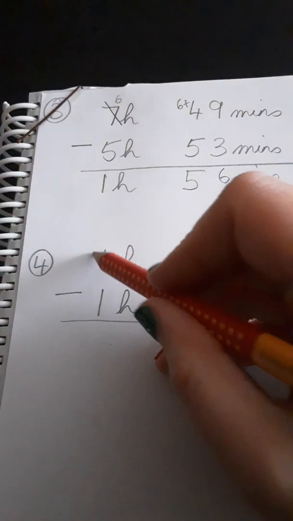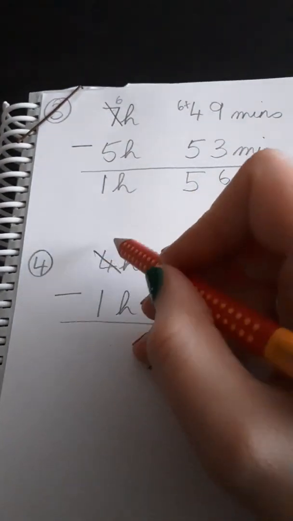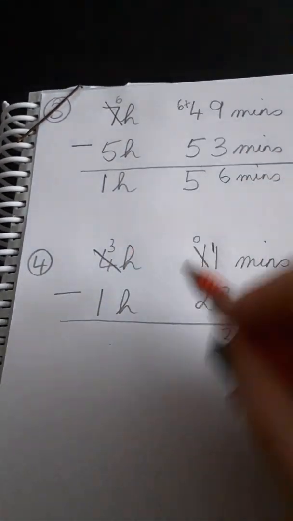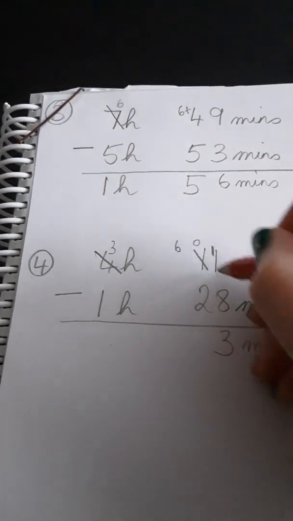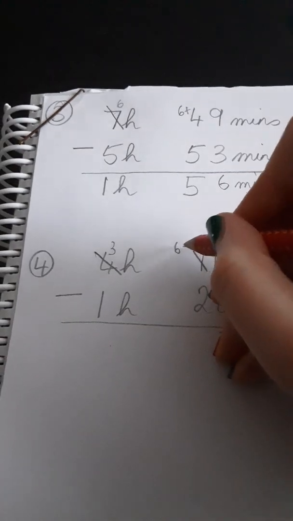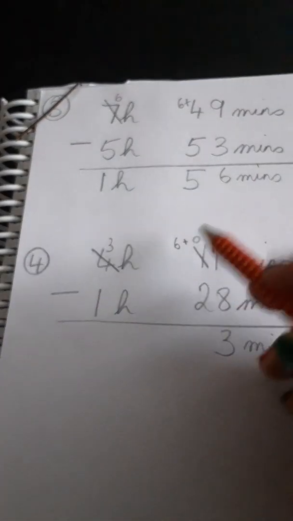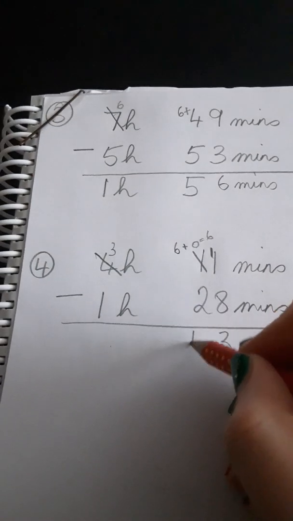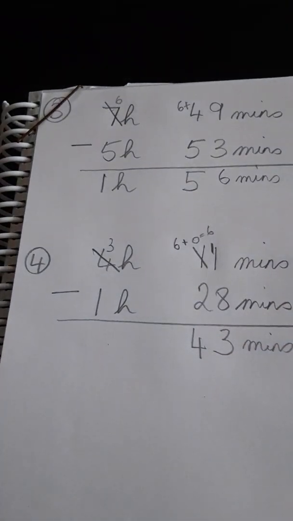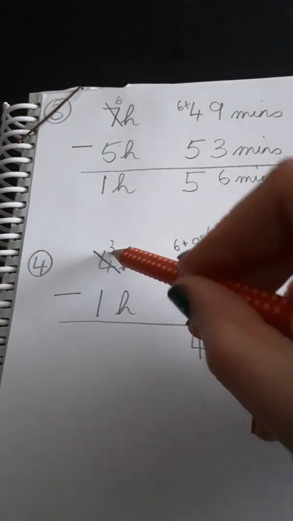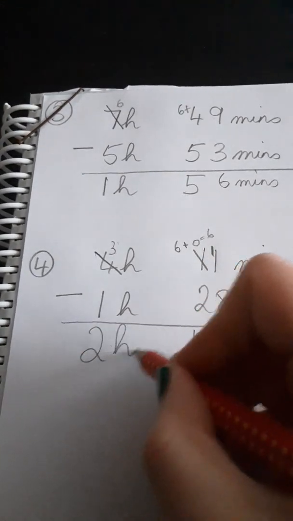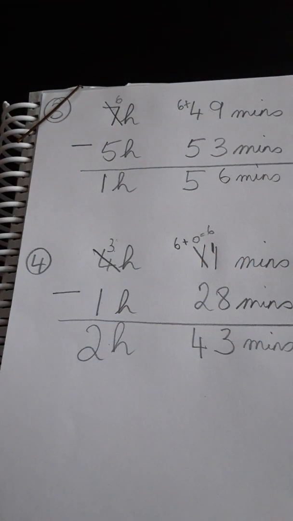So you're going to have to take an hour. Steal an hour from here, so that means 4 becomes 3 because you're taking 1. It comes over in the form of 60 minutes, so we call it 6 because we're in the tens column. 6 plus 0 is 6. And 6 minus 2 is 4. You've done your minutes. Now let's move over to the hours. We renamed this and I called it 3. 3 minus 1 is 2. 2 hours and 43 minutes.